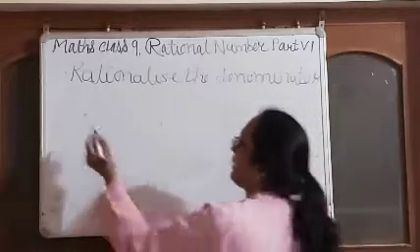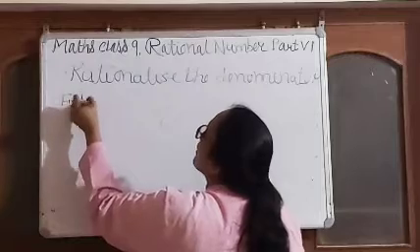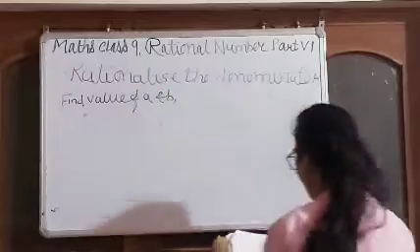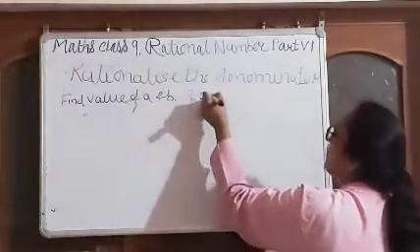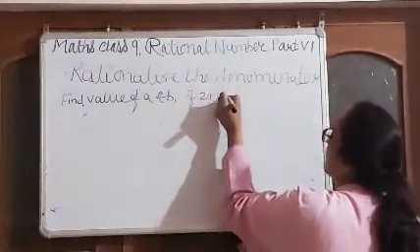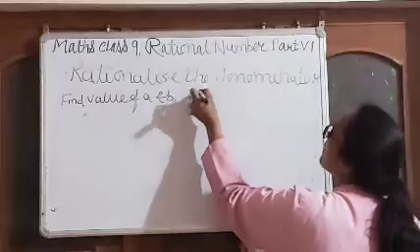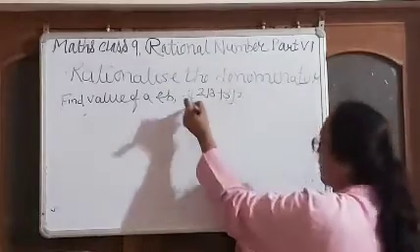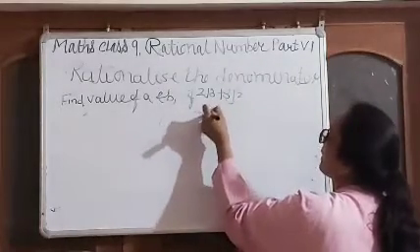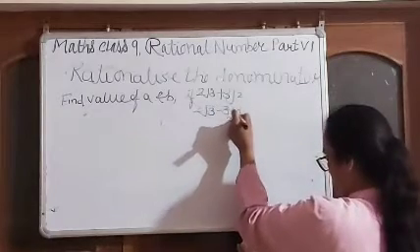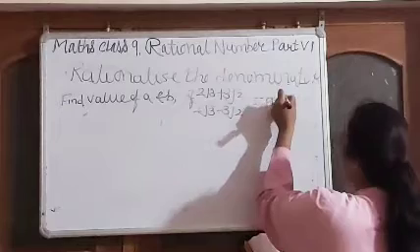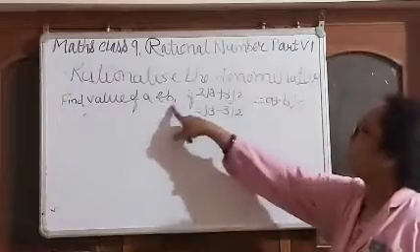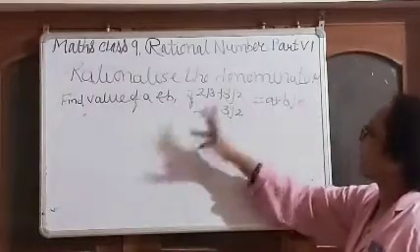The question is: find the value of A and B if 2 root 3 plus 3 root 2 upon 2 root 3 minus 3 root 2 is equal to A plus B root 6. We have to find the answer in this form. So, find the value of A and B. Don't be afraid, it's very simple, same question.